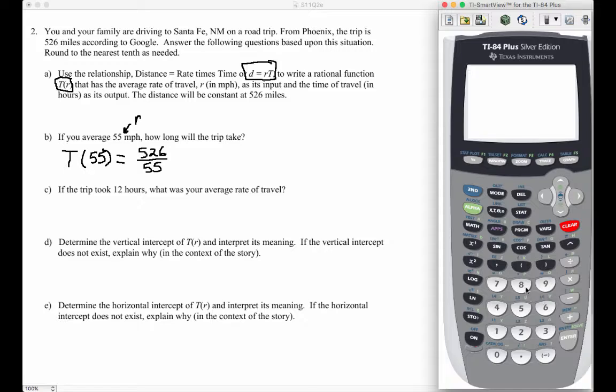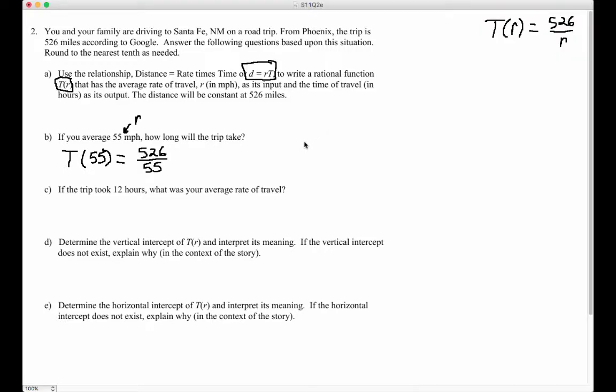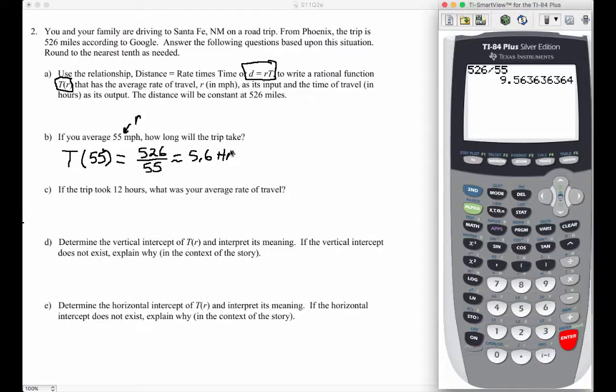Okay, so let's go ahead and use our calculator to figure that out. So 526 divided by 55, and it's going to take us about 9.6 hours roughly if we only go 55 miles an hour the whole time. Okay, so let's see, yeah, round to the nearest tenth. Make sure I wrote that down right. Yeah, because we're going to round off. So it's 9.56 and then round it off and go to 9.6.